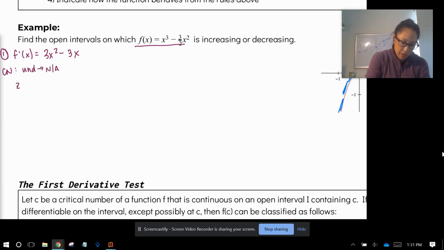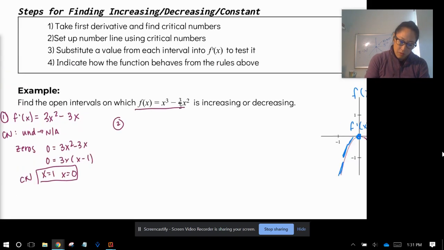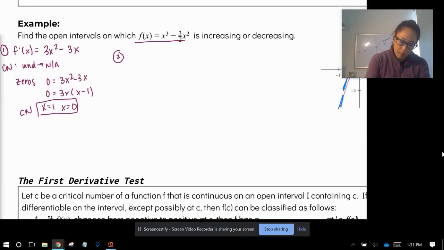And then for the zeros, I have 0 is equal to 3x squared minus 3x. I'm going to factor: 3x times x minus 1. So I get x can equal 1 or x can equal 0. So these are my critical numbers. I need to put those on my number line.